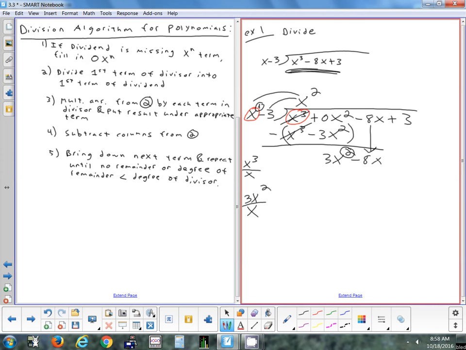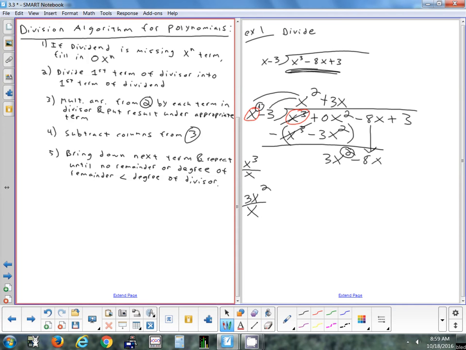3x, yeah, just 3x. Okay, now take the answer, whoops, that should say 3. Take the answer that you just got in step 2, multiply it back out, and just make sure you line things up in columns. So Fred, what's 3x times x?